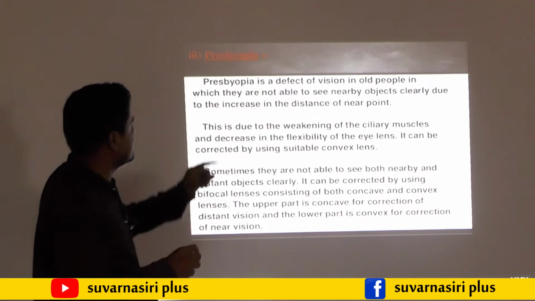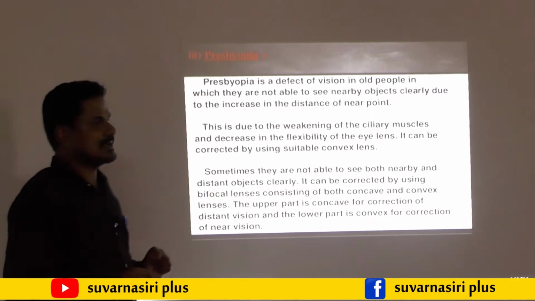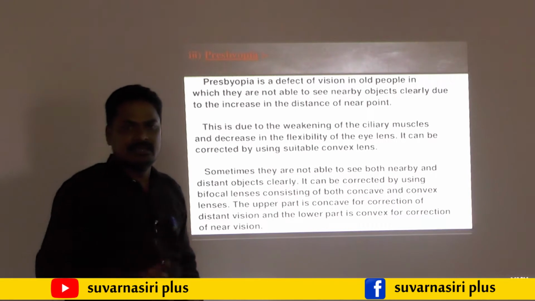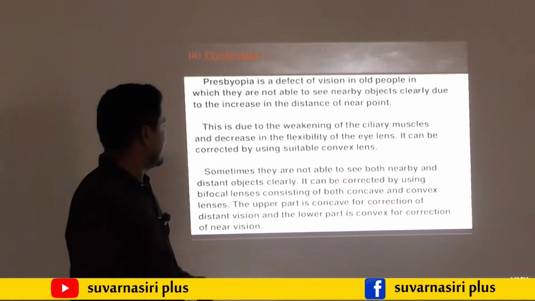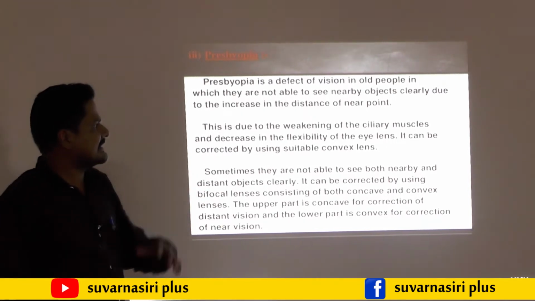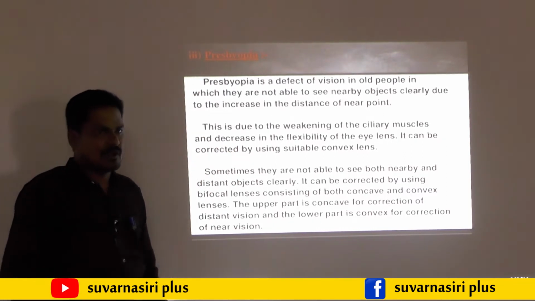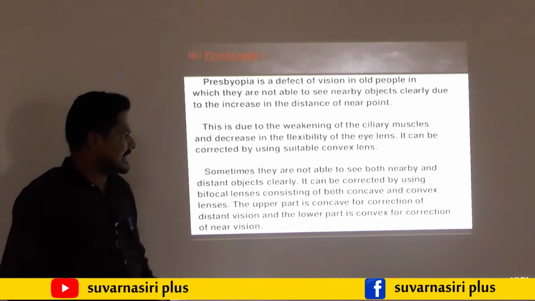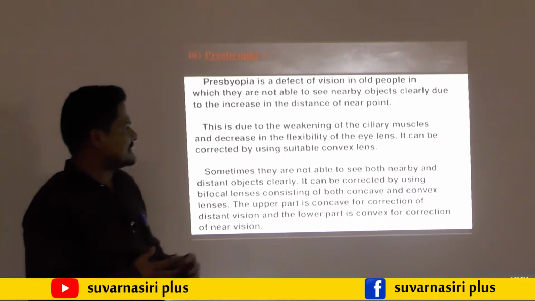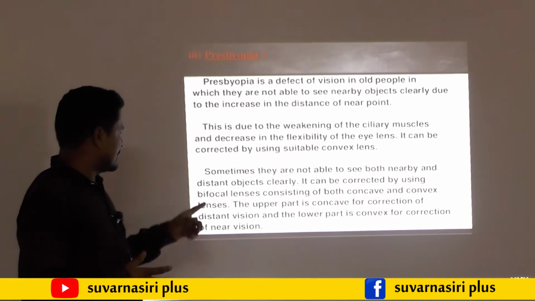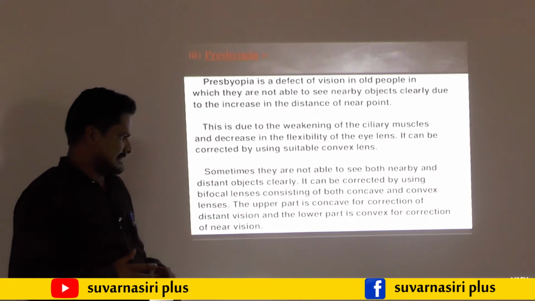I already told that the near point of the eye is 25 centimeter. So with the near point increasing, what will happen? He is unable to see the object. This is due to the weakening of the ciliary muscles, which reduces the flexibility of the eye lens, and it can be corrected by using a suitable convex lens. And sometimes they are not able to see nearby and distant objects clearly. It can be corrected by using bifocal lenses.